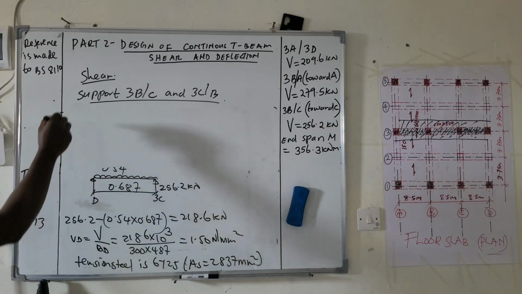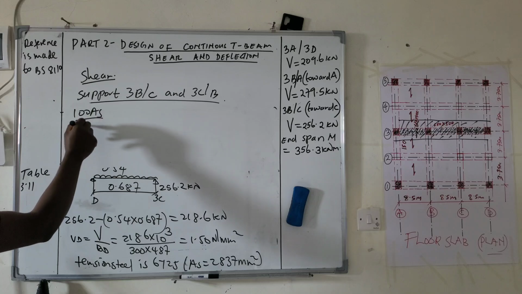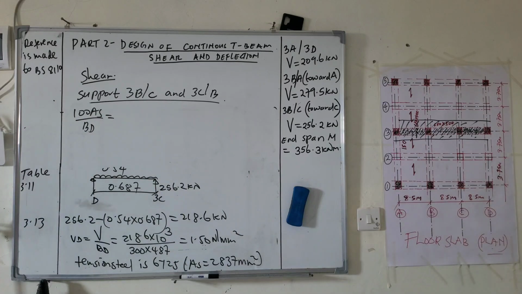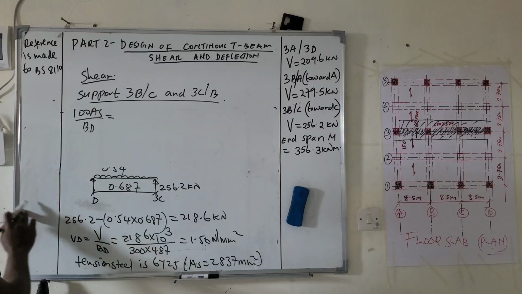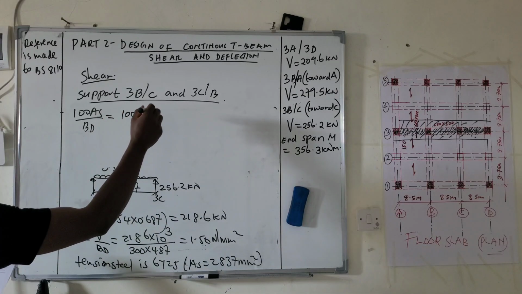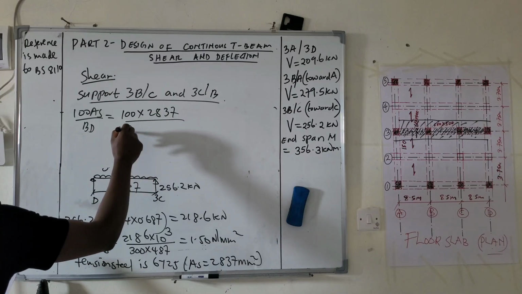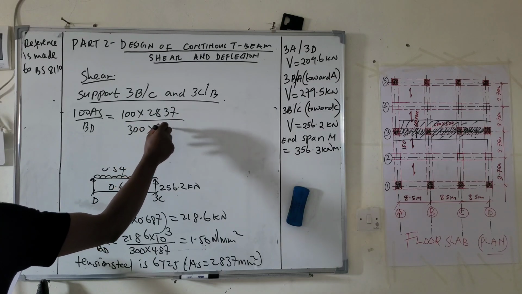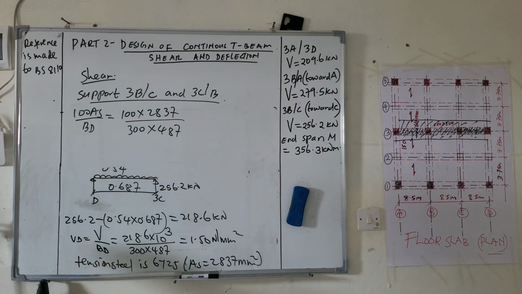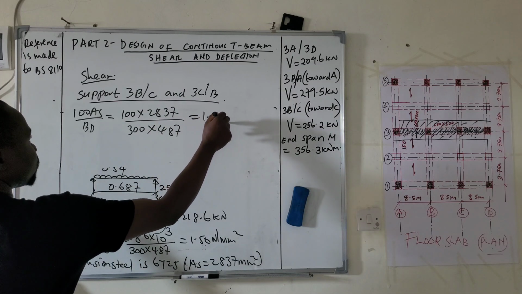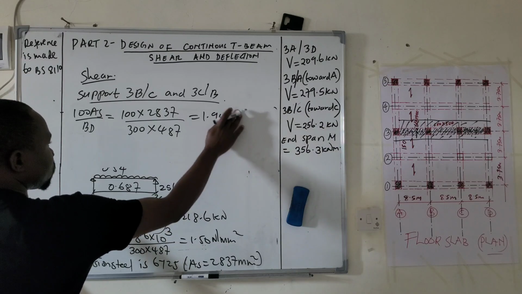So this formula 100 As over bd will give us a value that will enable us to enter into the table, which will give us a Vc. So this one is equal to 100 times 2837 over 300 times d 487. So this one is equal to 1.94, not Newton. There is no unit for this.